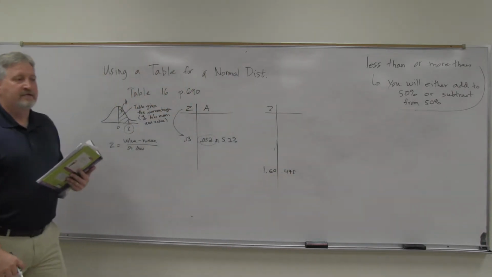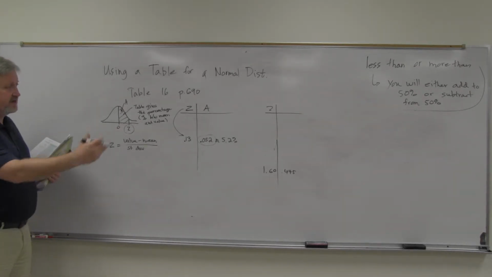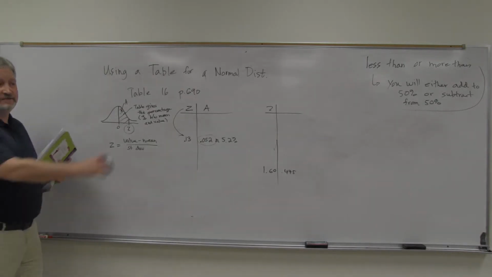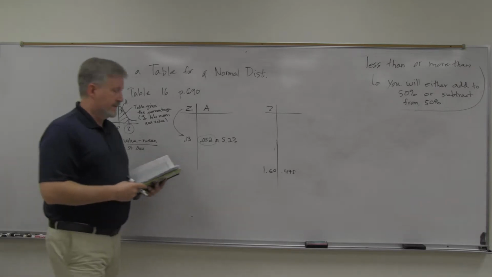So what we're going to do, we've got our values. We're going to get the z-score, look at the table, and that's going to give us our percentage, and this is the percentage between the mean and that value. Okay. So understanding.